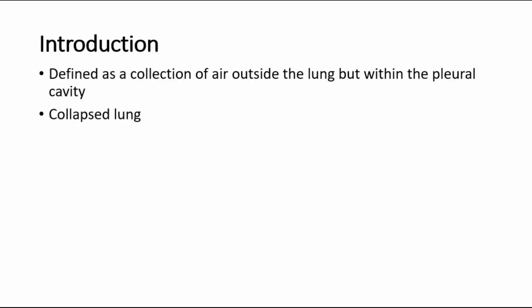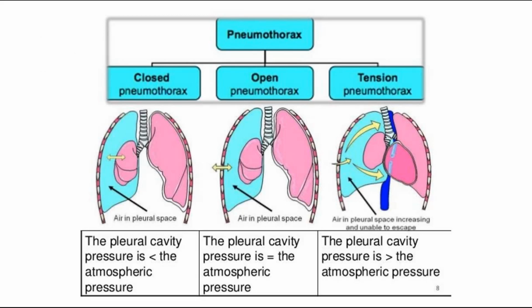This video is on pneumothorax. Pneumothorax is defined as a collection of air outside the lung but within the pleural cavity, and the lung is collapsed in these cases. There are three main types of pneumothorax, which are the closed pneumothorax, open pneumothorax, and tension pneumothorax. For closed pneumothorax, the pleural cavity pressure is less than the atmospheric pressure.